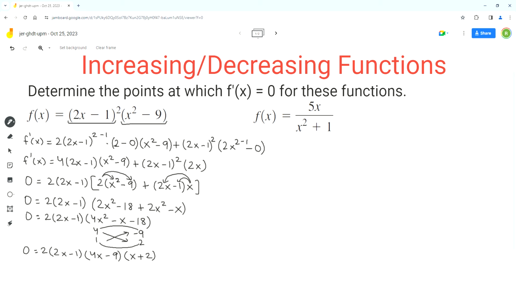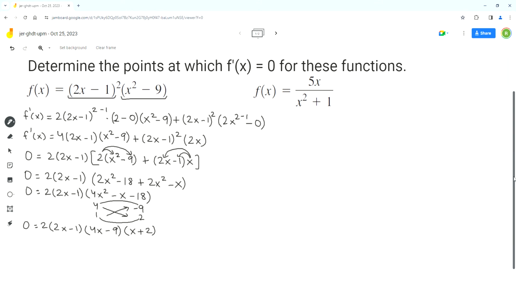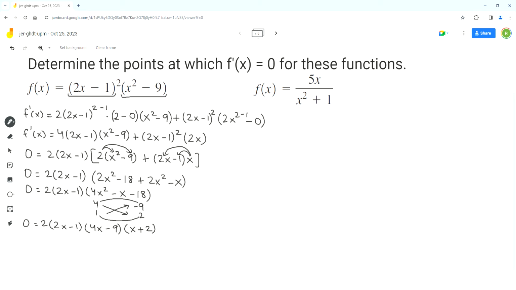Now we have to find the x values. So we should set all these factors equal to 0 and then solve for x. Our first case is 2x minus 1 equals 0, and then the second case will be 4x minus 9 equals 0, and then x plus 2 equals 0.